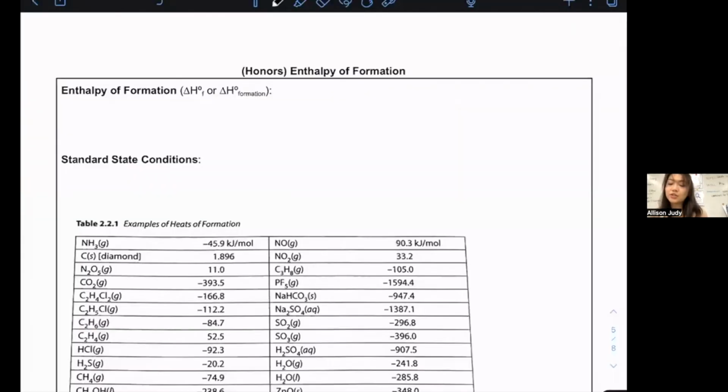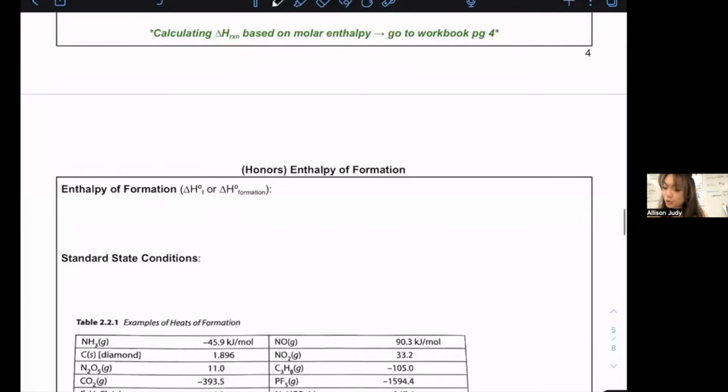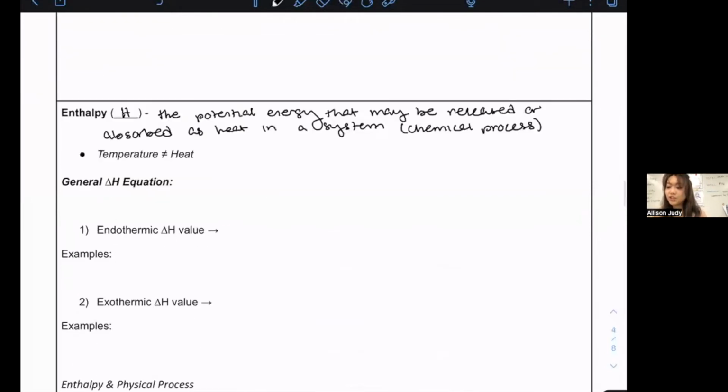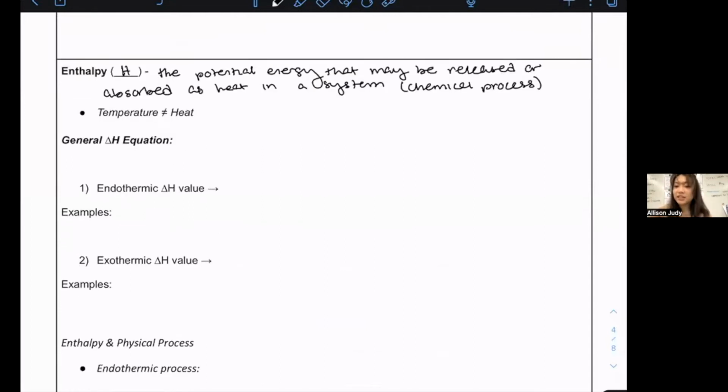I have previously introduced enthalpy, and I am recording this video a little bit early, but I did write the definition that it is the potential energy that may be released or absorbed as heat in a system. For us, the systems that we analyze are usually chemical processes such as chemical reactions. And then, of course, there are some physical processes such as phase changes that we'll also look at too. But in lecture, I believe I introduced this very generic equation for determining enthalpy based on potential energy diagrams.